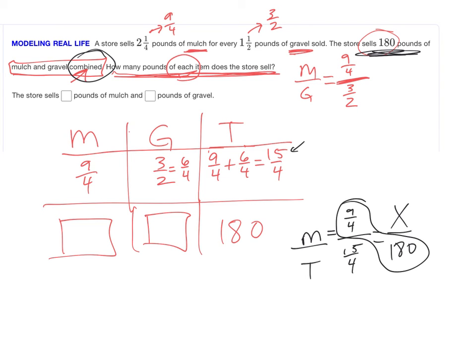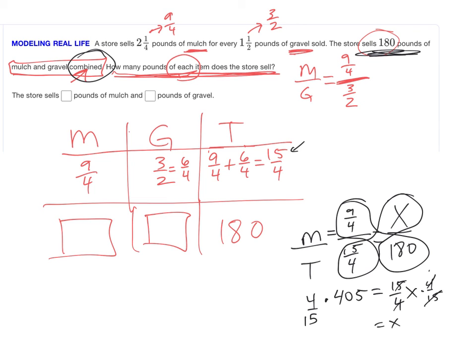9/4 times 180, which is 405. And then I have 15/4 times X, or 15/4 X. And then hopefully you remember how to solve this equation. I'm going to multiply both sides by the reciprocal of 15/4 because it's the same as keep, change, flip if I were to divide by 15/4. Right? So then these all cancel out, becoming 1, leaving me with X. And then I have to multiply both sides by this 4/15.